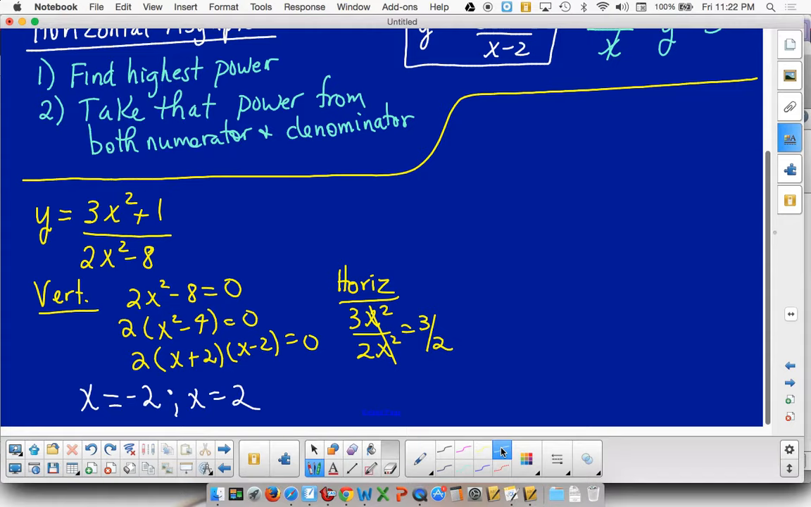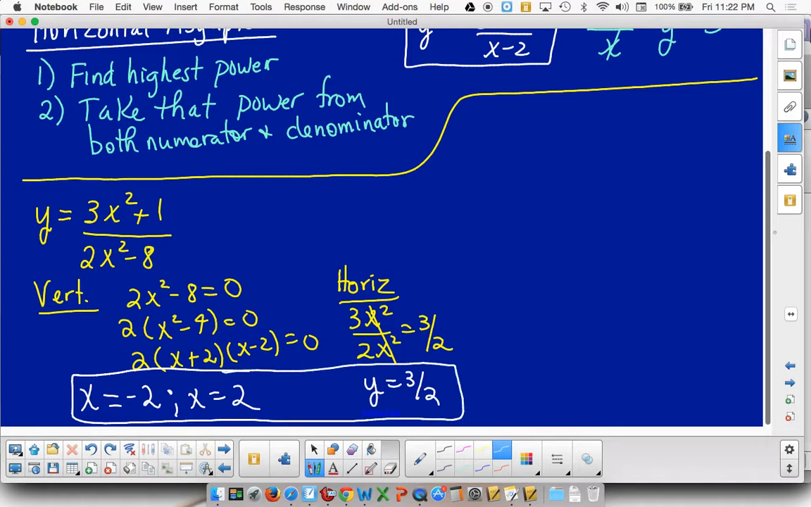Now, how do you write the equation of a horizontal line? You write it as y equals 3 halves, so your answer must be written y equals 3 halves. There would be your horizontal and vertical asymptotes. It's crucial that you write them in the correct form.